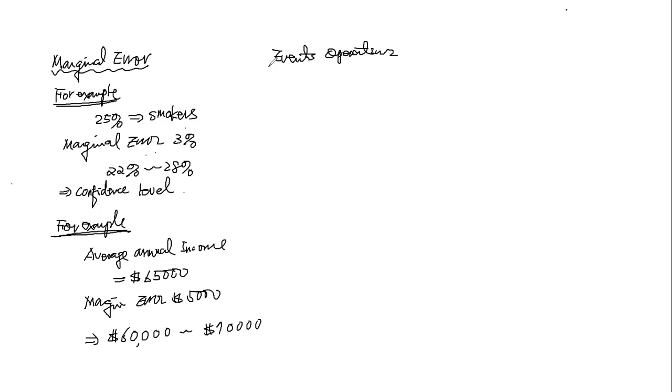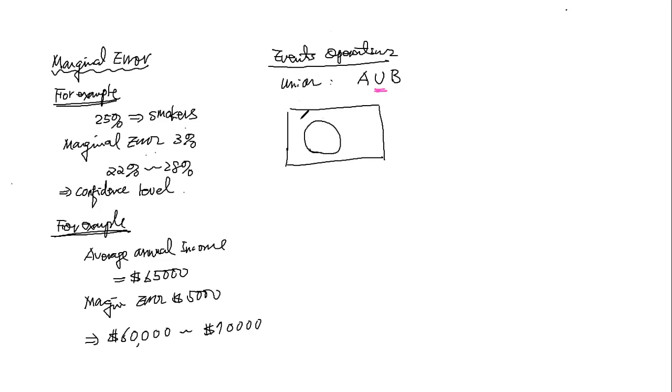So the first events operation we're going to talk about is the union. Typically we write A union B, and this is the symbol we use. So what is A union B? If I put up a graph for you, maybe you will get a better picture. This is what we call the Venn diagram. I hope some of you still remember. So this is A, this is B here.